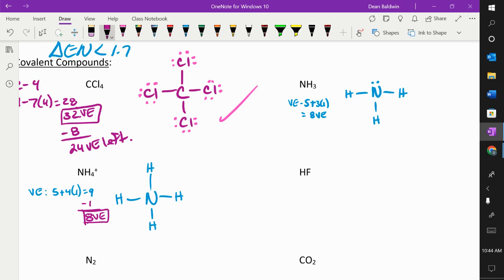Hydrogen wants 2. Do the hydrogens have 2? They do, right? Because they each have a bond. Nitrogen wants 8. Does nitrogen have 8? Because there's 4 bonds. Just check the valence electrons. There's 2 here, 2 there, 2 there, 2 there. So we have 8 valence electrons. So we've accounted for everything.